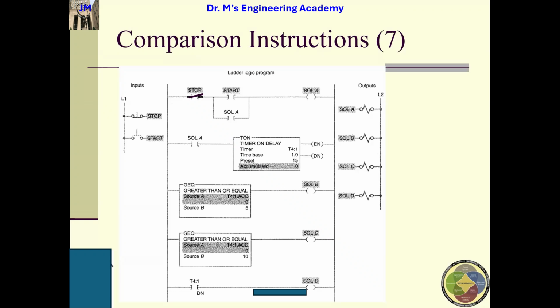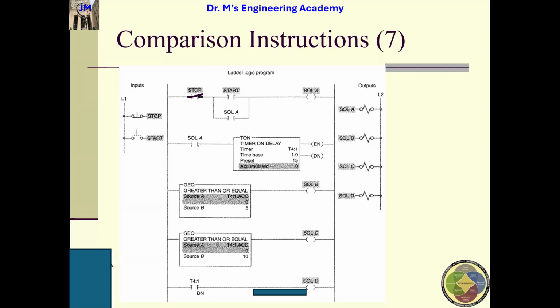And second, when this solenoid A is energized, this timer is triggered. This timer on is triggered by the false to true transition. Time base 1.0, preset value 15. That means the wall time will be 15 seconds. After 15 seconds, the DN bit will be set, and solenoid B will be turned on. So this is the power.